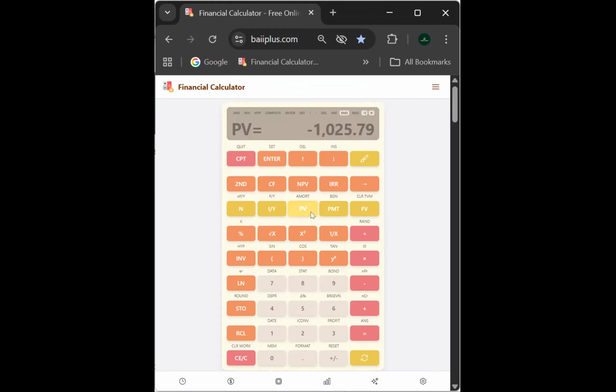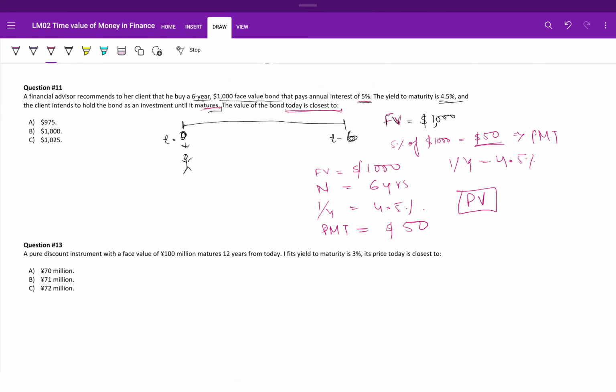And this means that this bond is actually a bond which was sold at a premium. It is 1025.79, so 1025 is our answer. But we could have also guessed this from the coupon payment, the 5%. Here the coupon payment is greater than the yield to maturity.